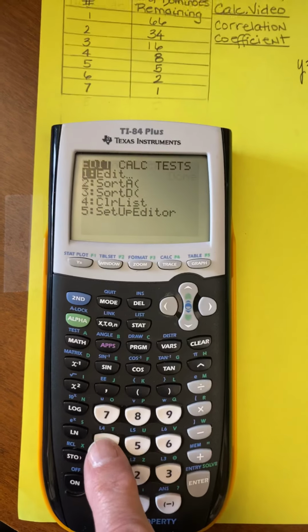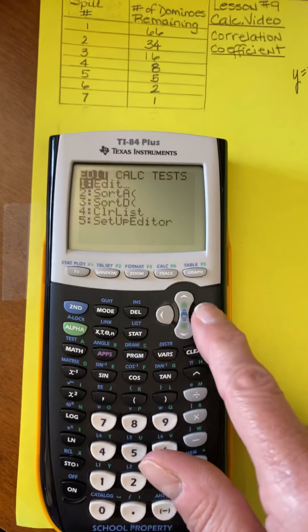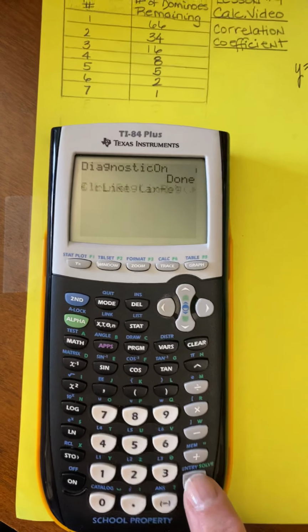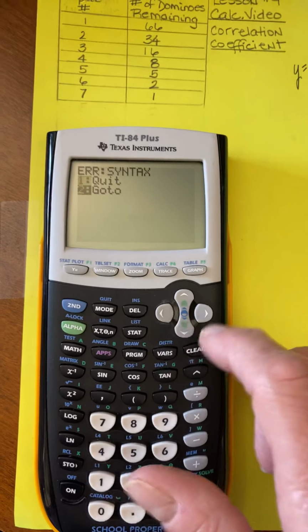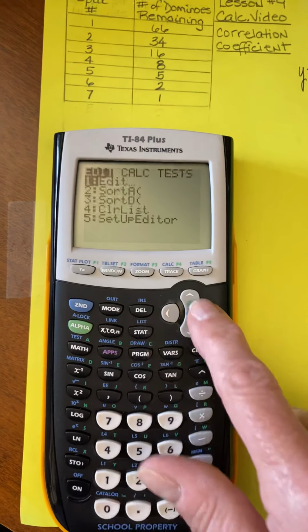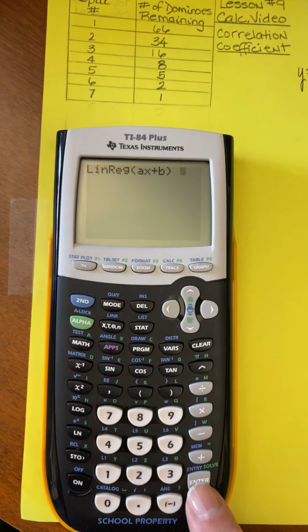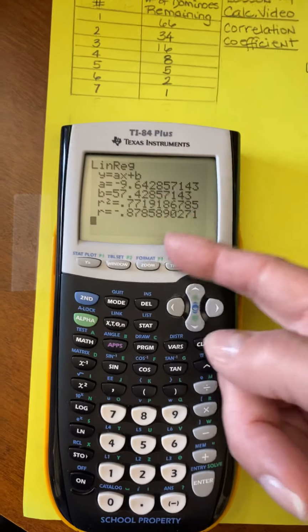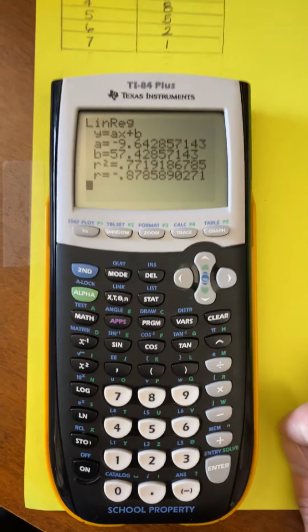And when you do Stat Calc, go to 4. Okay, something happened here. Oh, I had other things in there. Sorry. Stat Calc 4. And that will still give you the same information that I just showed you with using the Mode.